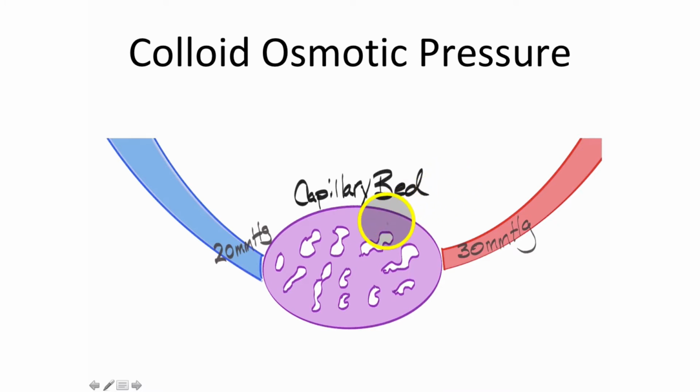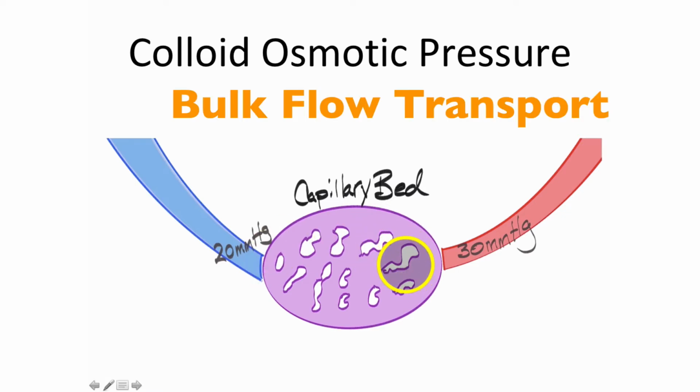So transport happens a number of ways. There's paracellular transport between endothelial cells. There's transport across the endothelial cells. And there's transport via fenestrations in the capillary bed. And what we're going to talk about here is bulk flow transport. It's going to be fluid leaving the capillary bed. Accompanying the fluid is going to be everything I just suggested: ions, hormones, glucose, and oxygen.